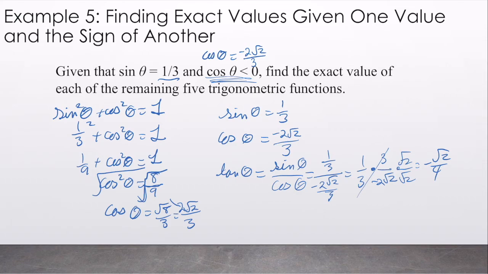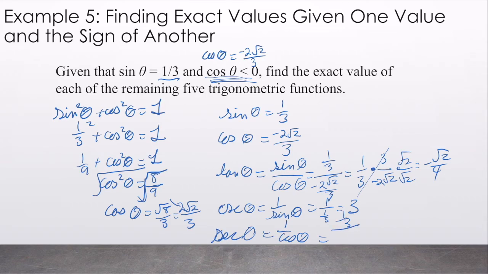Cosecant of theta is 1 over sine of theta, which is 1 over 1/3, which is 3. Secant of theta is 1 over cosine theta, which is 1 divided by -2 square root of 2 over 3. That gives me 3 over -2 square root of 2. We multiply top and bottom by the square root of 2. I get -3 square root of 2 over 4.